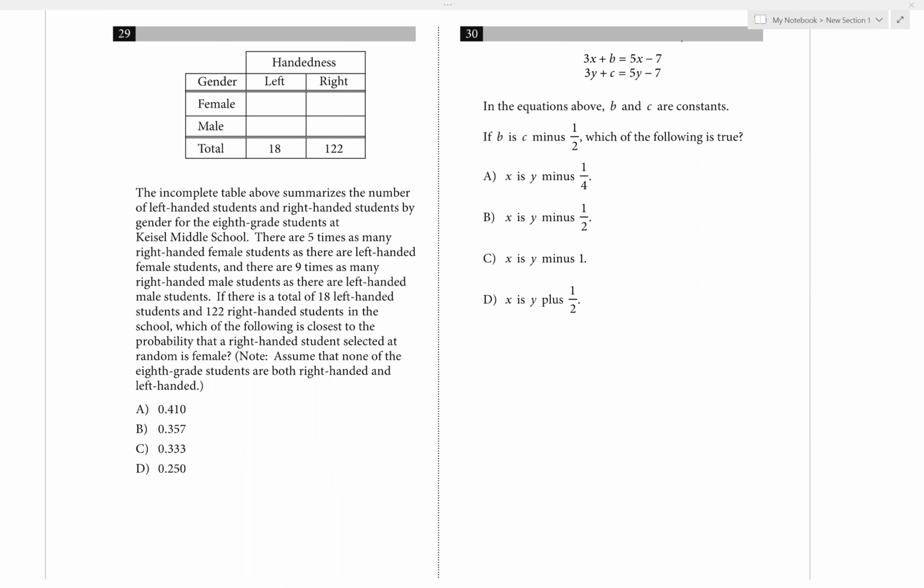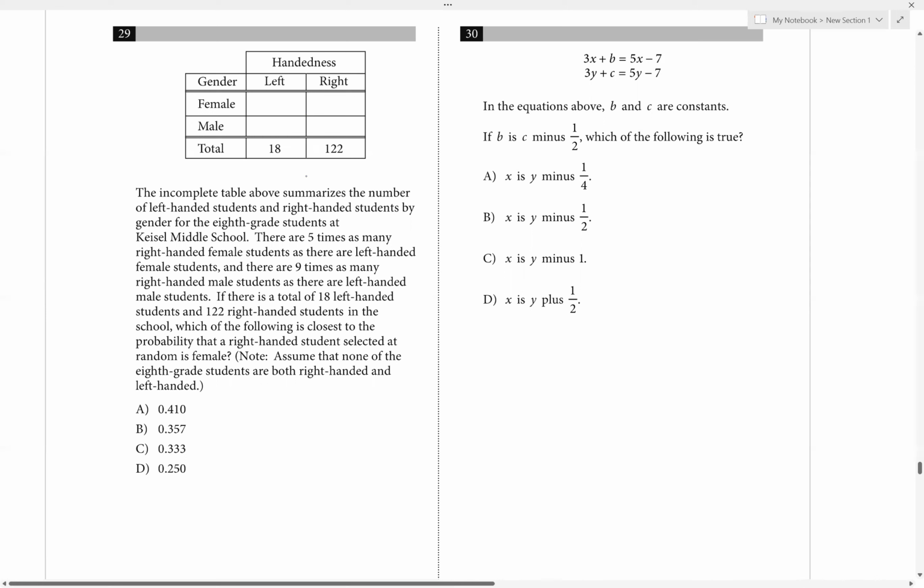Okay, so in this question, we're trying to figure out the probability, right? If we're selecting a right-handed student, what's the probability that the student is a female? So first, we do have to complete a table, right? All we know is the total number of left-handed students is 18, and the total number of right-handed students is 122. But we don't know what we have for each, for male and female.